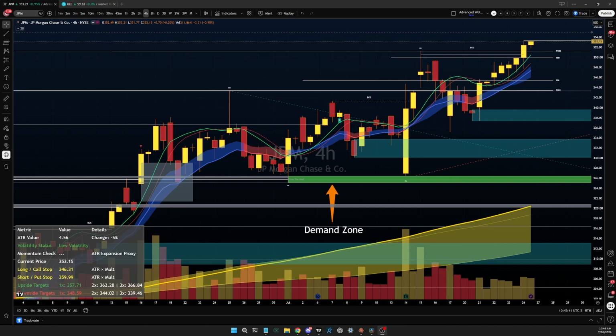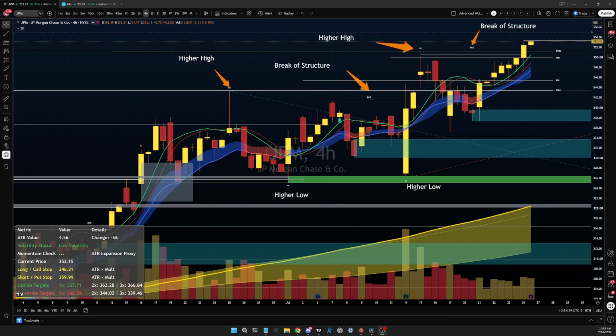Now say that back to yourself, because this is the one that costs people real money. A zone is a place to pay attention. It is not to place a buy. Price gets to a zone and does nothing all the time. The zone was still doing its job because it told you where to look. It never promised you a trade.